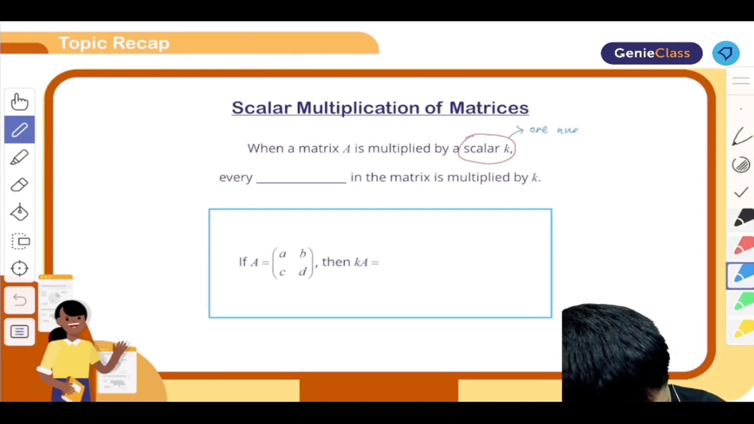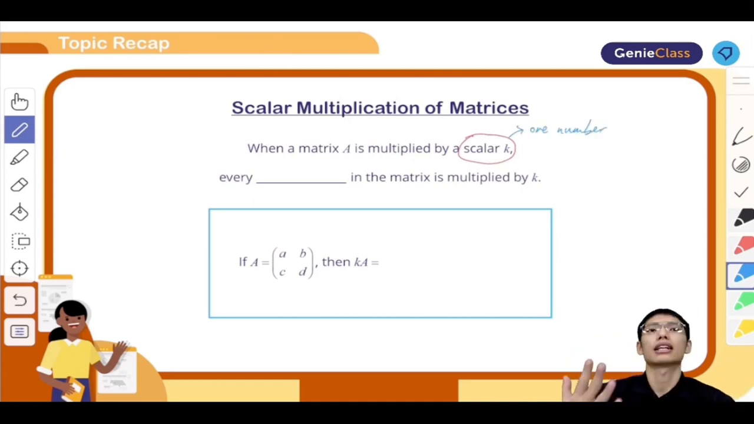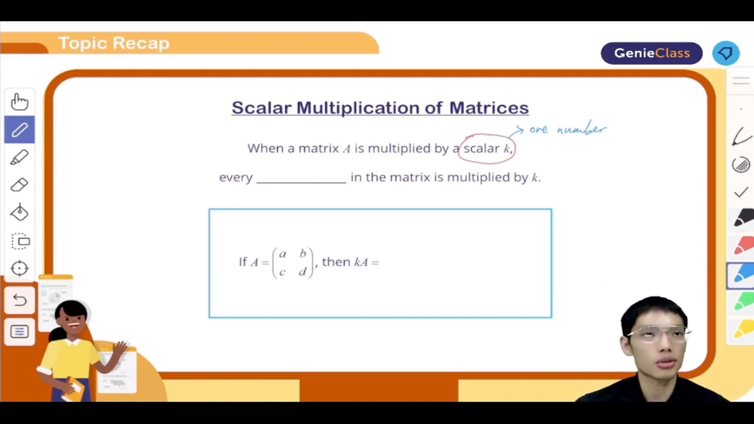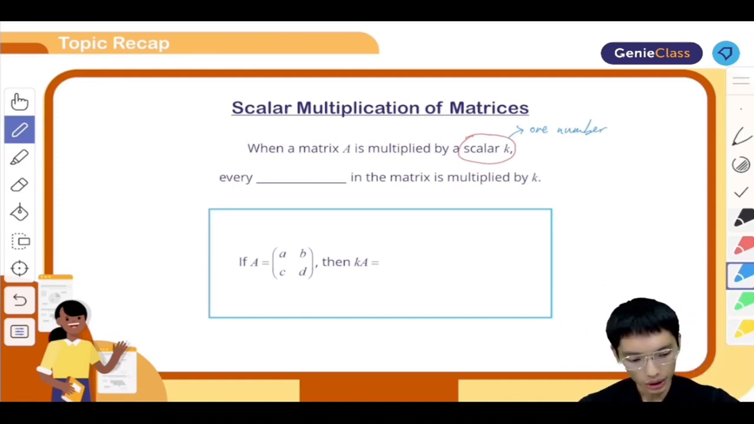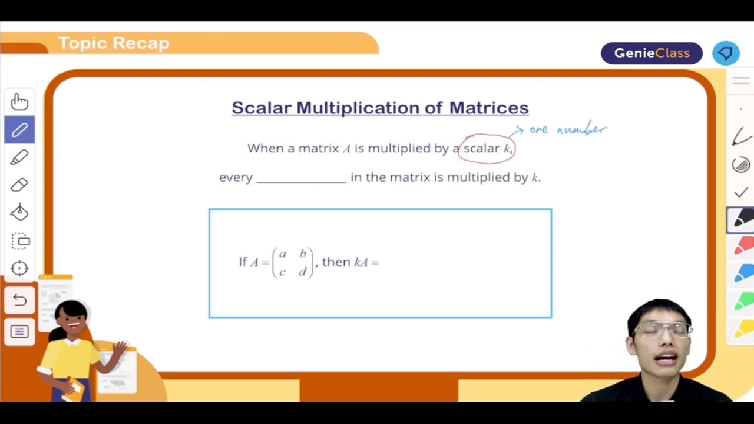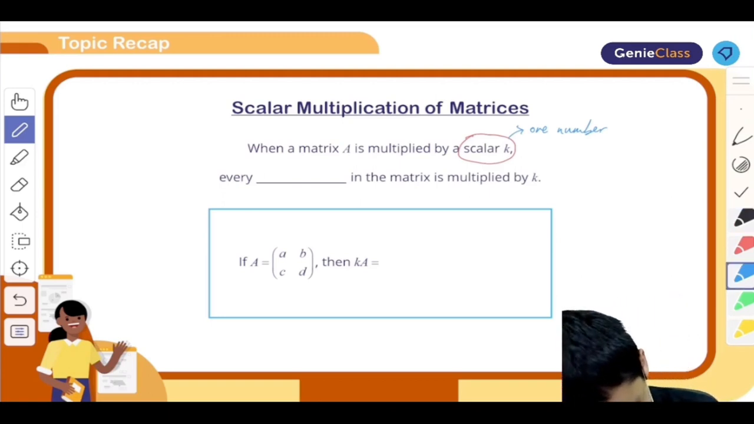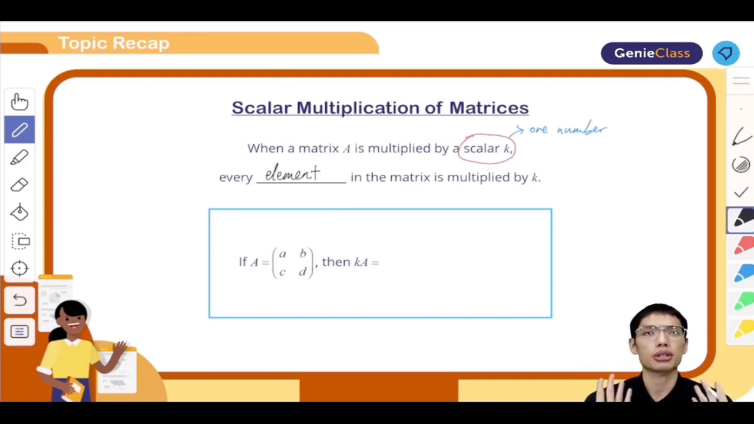That is not matrix form here. It's just a number. So think about 3 times. Suppose K is 3. I'm talking about 3 times the matrix. In this case, if I have one number, every particular element in this matrix is just multiplied by K.